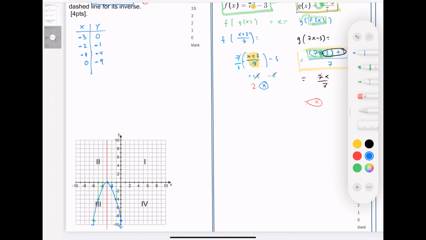And then what you could do is you could just take the points and make them symmetrical by just switching them. So 0, -3, -2, -1, -1, -4, -9, 0. Now, what you may want to have done is restrict it. And we should have restricted it maybe on this side. Doesn't matter which side you pick.